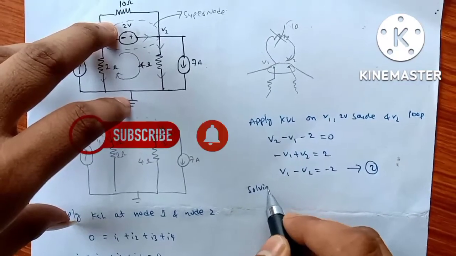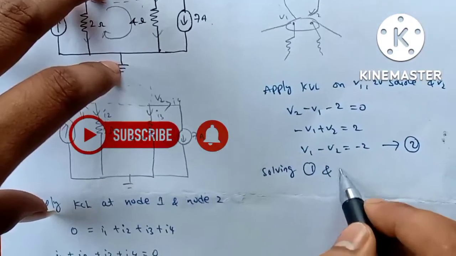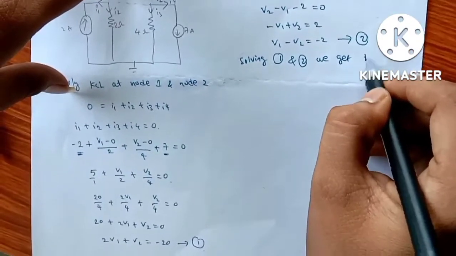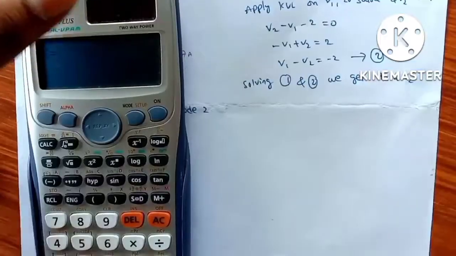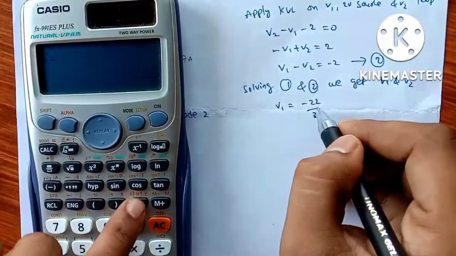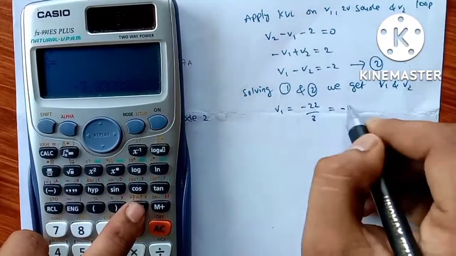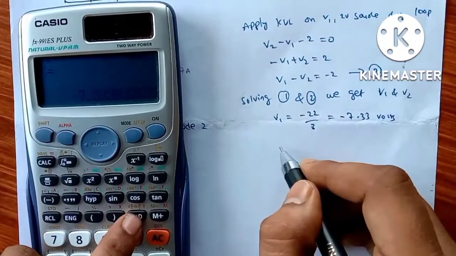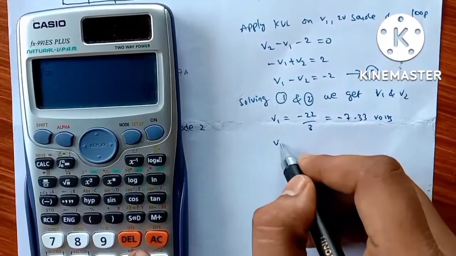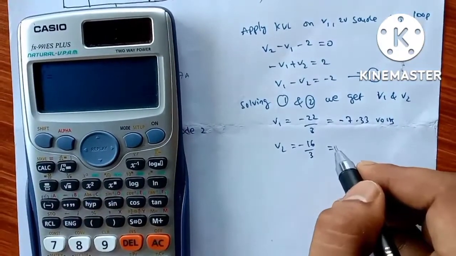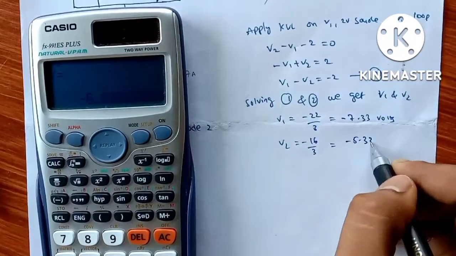Solving equations 1 and 2, we get V1 and V2. We get V1 equals minus 22 by 3, or minus 7.33 volts, and V2 equals minus 16 by 3, which equals minus 5.33 volts.